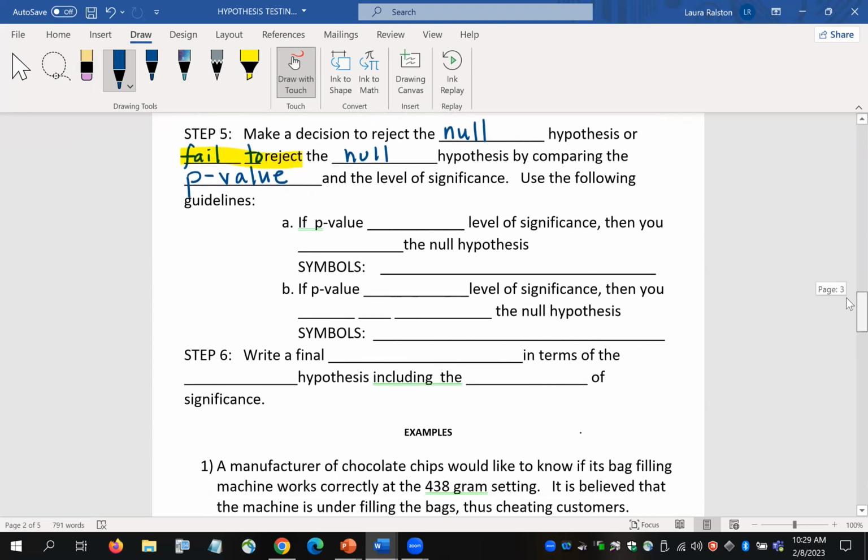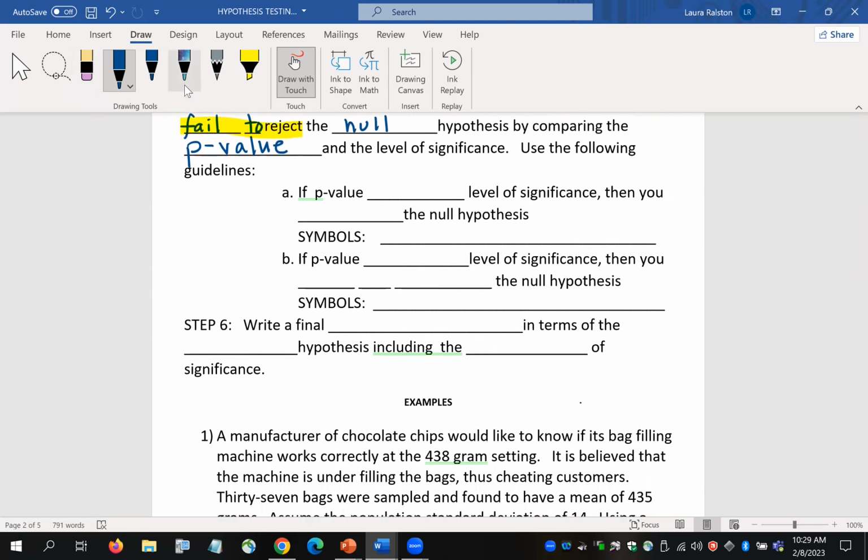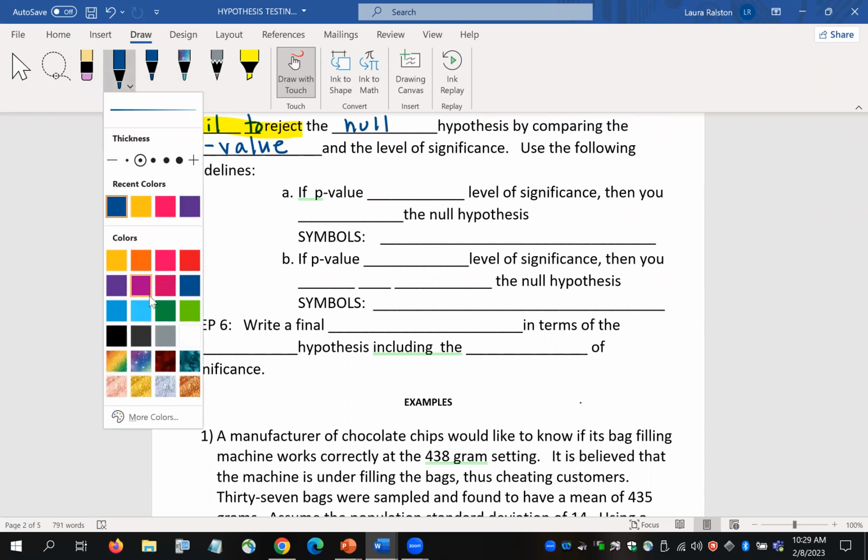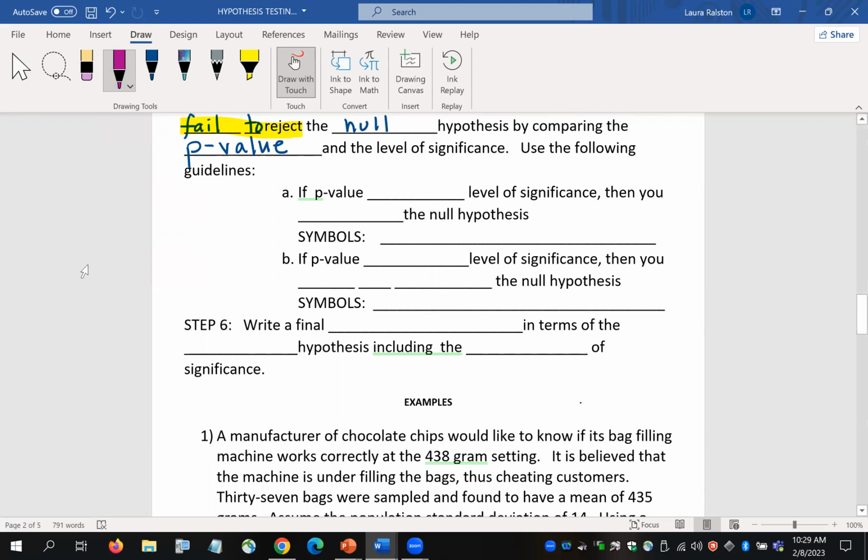Here are your guidelines. Here's how you decide whether to reject or fail to reject. These guidelines are the same for every hypothesis test that you conduct, whether you're doing the one mean Z, the one mean T, the chi-square goodness of fit, the ANOVA, or correlation, or some of the others that we don't even talk about. These guidelines never, ever change. And here's what it says.